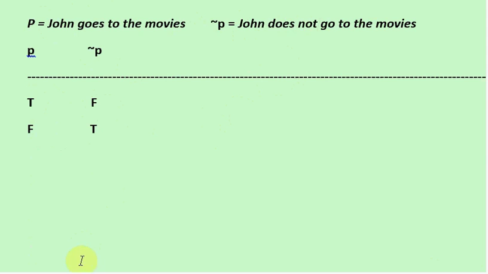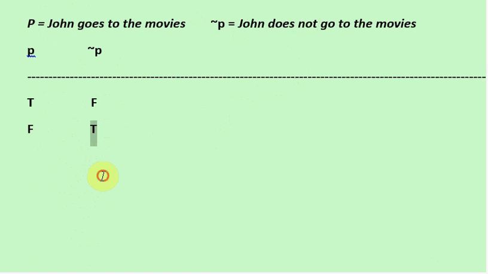And so that's why the truth value of the compound or the complex here is T, right? If it's already false that he goes to the movies, then it would be true that John does not go to the movies, right? And that's because it's the opposite. So if it's already false that he goes to the movies, then it would be true. John does not go to the movies would be true.